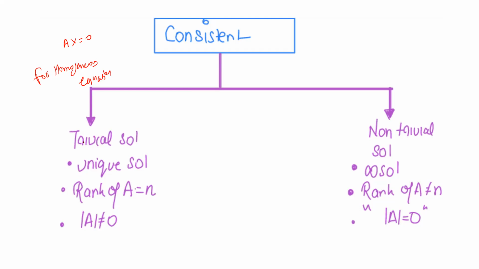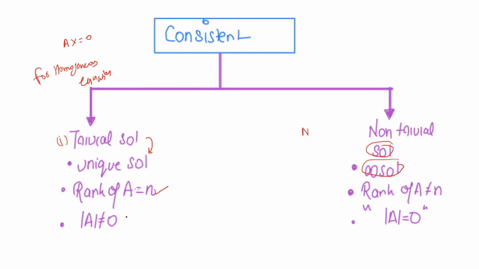For a homogeneous equation, there are two types of solution we can achieve. First is the trivial solution, that means unique solution. Non-trivial means infinite solutions. So non-trivial solution and unique solution: two types of solution we can achieve if the rank of A is equal to the number of variables.